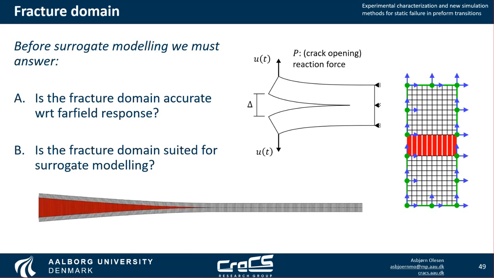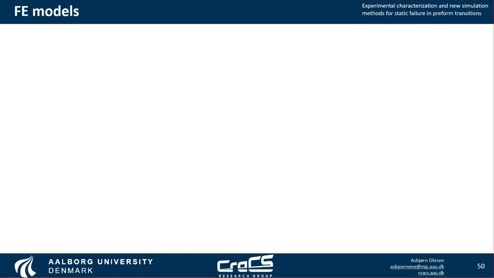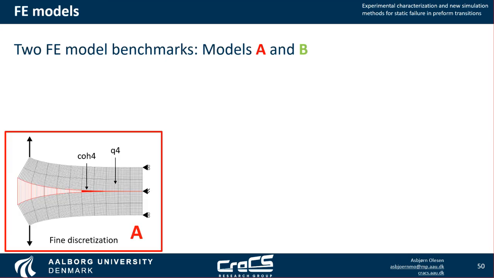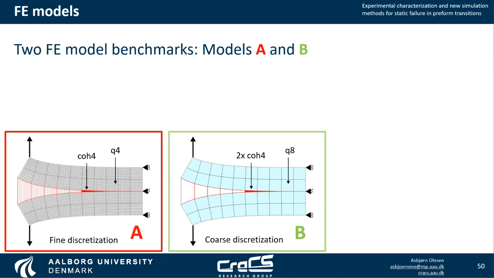Is the fracture domain accurate with respect to the far-field response? To investigate this, we make first two finite element benchmarks. One is a finely discretized DCB, where we use the discretization that is sufficient for our cohesive interface elements, and then use this element length everywhere. The second benchmark is a coarse discretization, where we use only just enough elements to capture the bending of our cantilever beams accurately. And then we use a similar discretization of our cohesive interface.